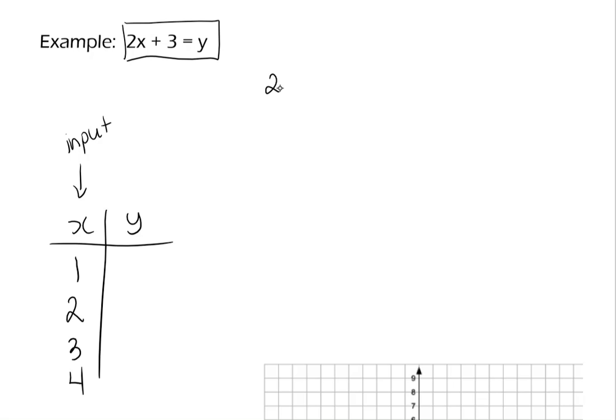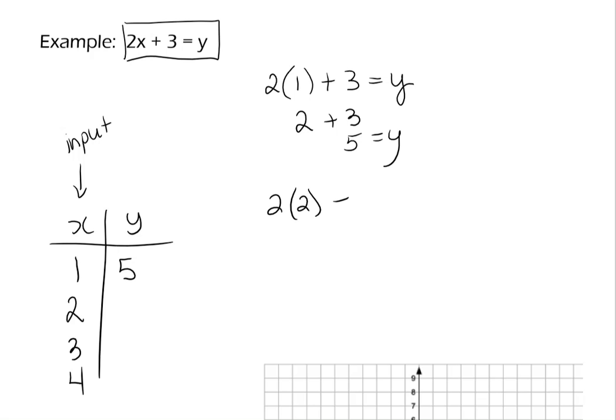So this says 2 times the input number. So in the first case, it's 2 times 1, plus 3 is going to give me the output or the y value. So this is going to be 2 + 3, which is just equal to 5. So that tells me that the 1 for this particular pattern, or the first number in our pattern, was actually a 5. And then we're going to reuse the pattern or rule, and we're just going to replace the 1 with a 2 this time. And we're going to get 4 + 3, so this time 2 goes with 7.